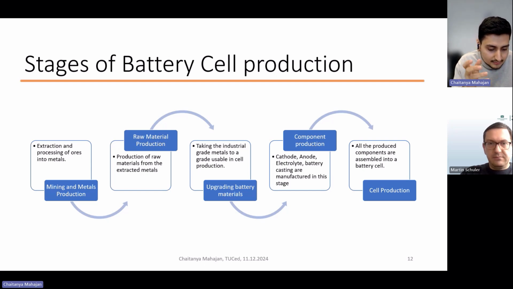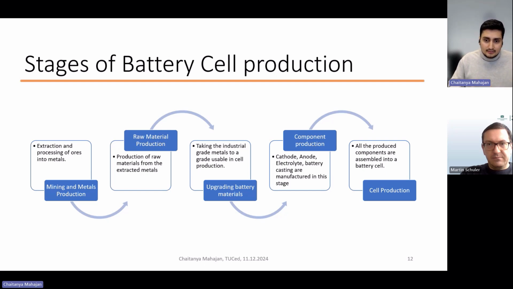Basically, lithium, nickel and manganese are used to make the cathode, anode, and other parts. This processing usually happens in countries like China. They are quite big players in this. Then these metals are taken, more things are added or removed, and they are made suitable to be used to make battery cells.